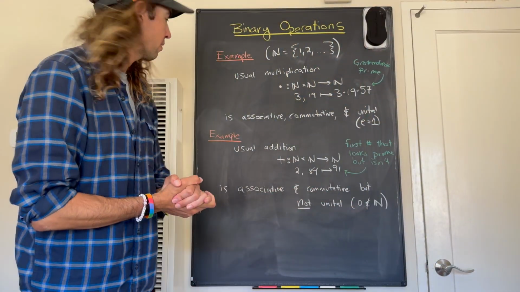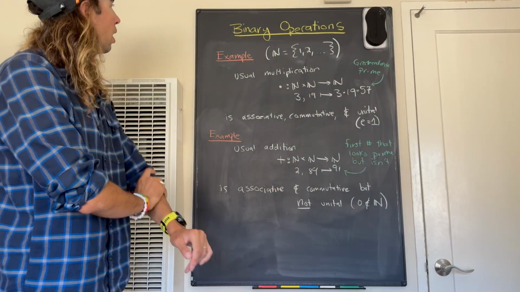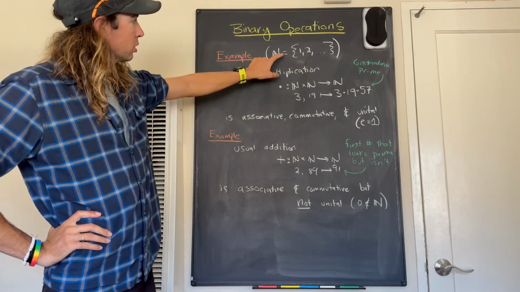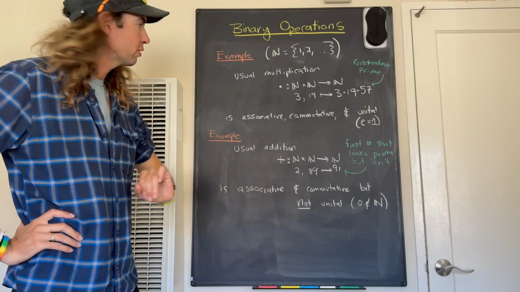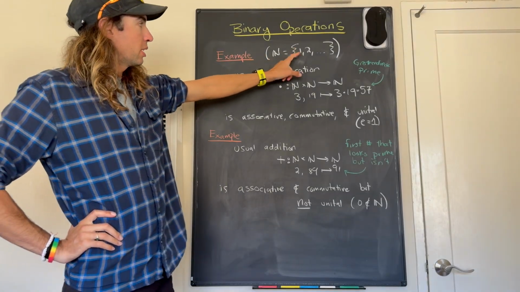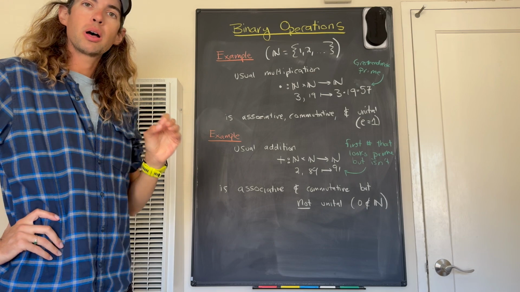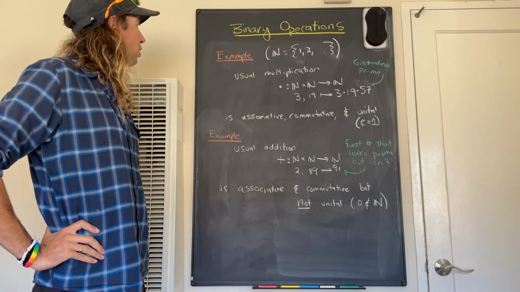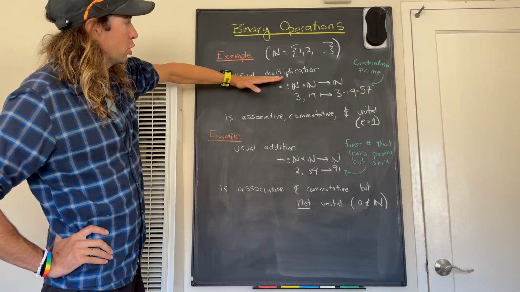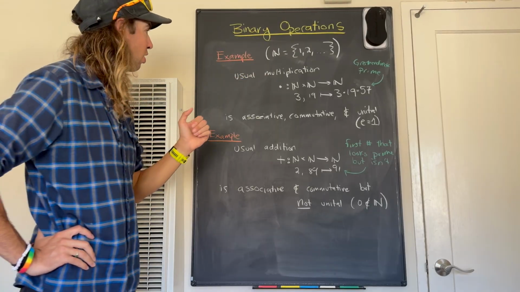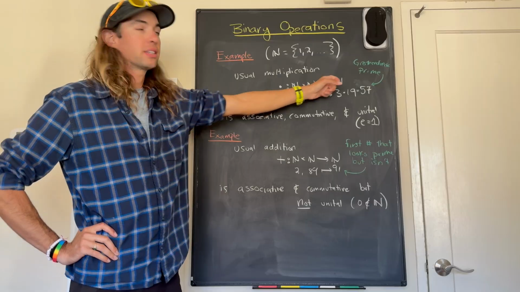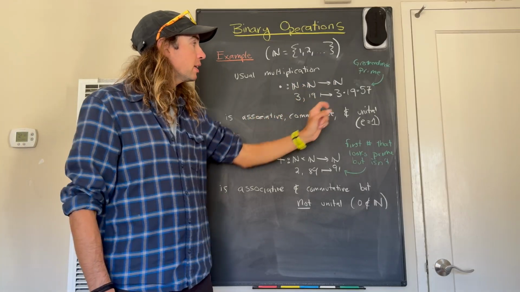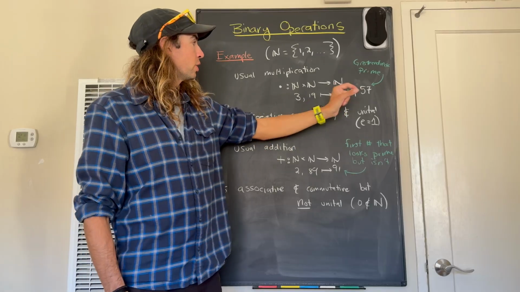Okay, so here we have our first two examples. For both of these examples, and actually for the rest of my life, N is going to denote the natural numbers, which consists of the positive integers: 1, 2, 3, etc. Our first example is the binary operation usual multiplication on N. So this is a map from N cross N to N. For example, (3, 19) is going to go to 3 times 19, which is 57.